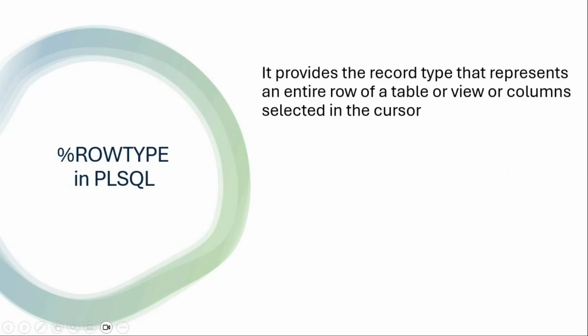Percent row type provides the record type that represents an entire row of a table or a view or columns selected in the cursor. So basically, in case of percent type, it refers to a particular column of a table for the data type, but row type refers to the data type of the entire row of a table or a view or some columns selected in the cursor. But we will discuss the cursor in the upcoming video. So here we'll focus on the table only.